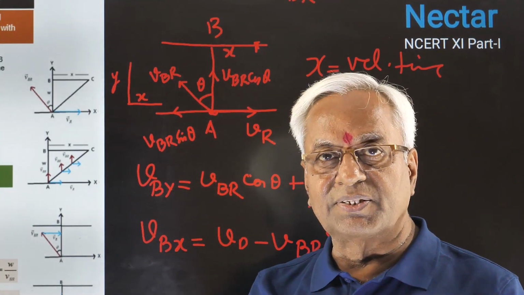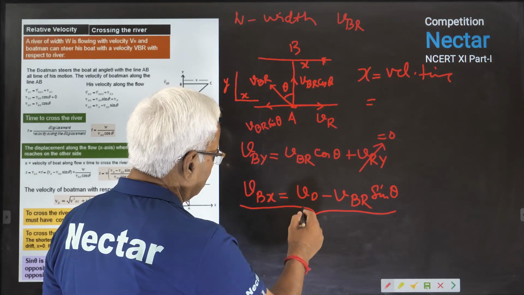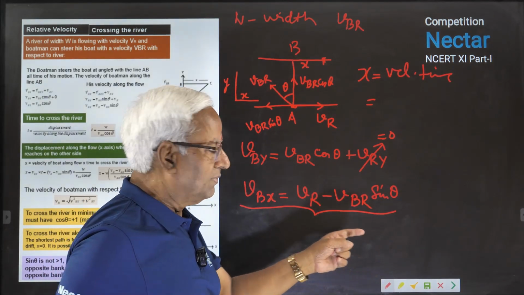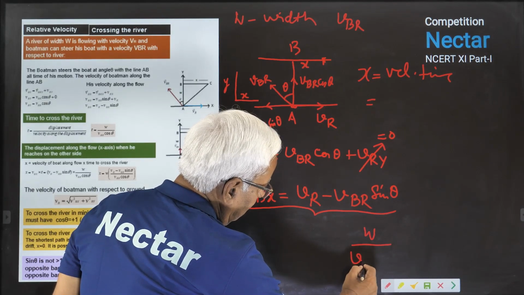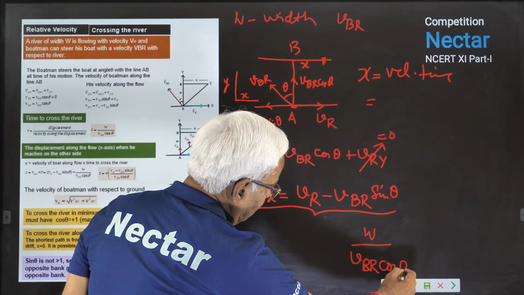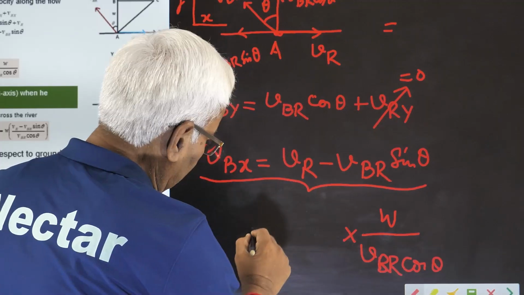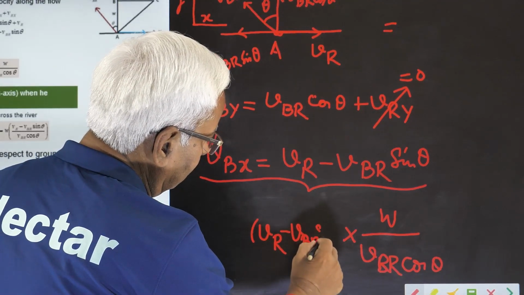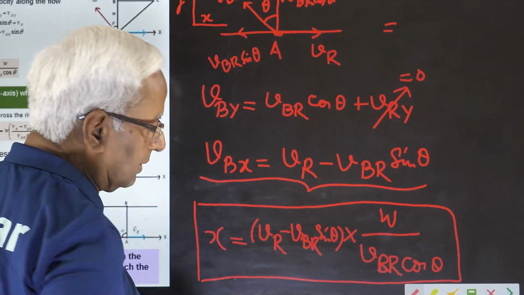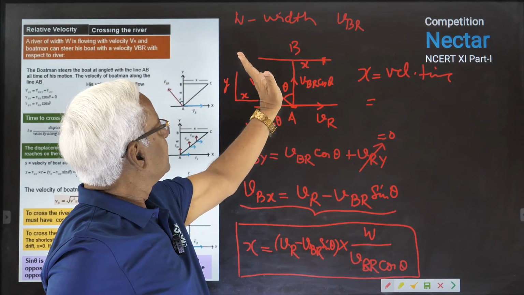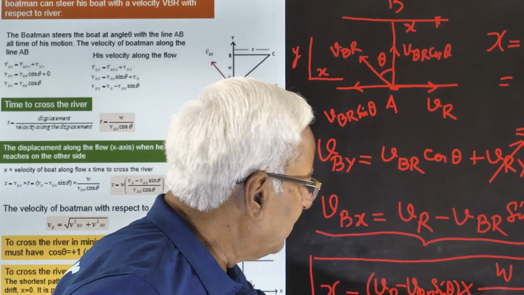This is the drifting. X will be velocity into time. Because you are considering x-axis, velocity will be taken along x-axis. This one is VBx. This is VR minus VBR sin theta, the velocity along x-axis. And time, you should remember, time was W upon VBR cos theta. This is time we are using, and velocity will be chosen this one, VR minus VBR sin theta. This is shift that was produced because of the river flow. Otherwise, boatman started in this direction, he should have reached over here, but the river made the boat shifted along the flow. This value you can calculate.